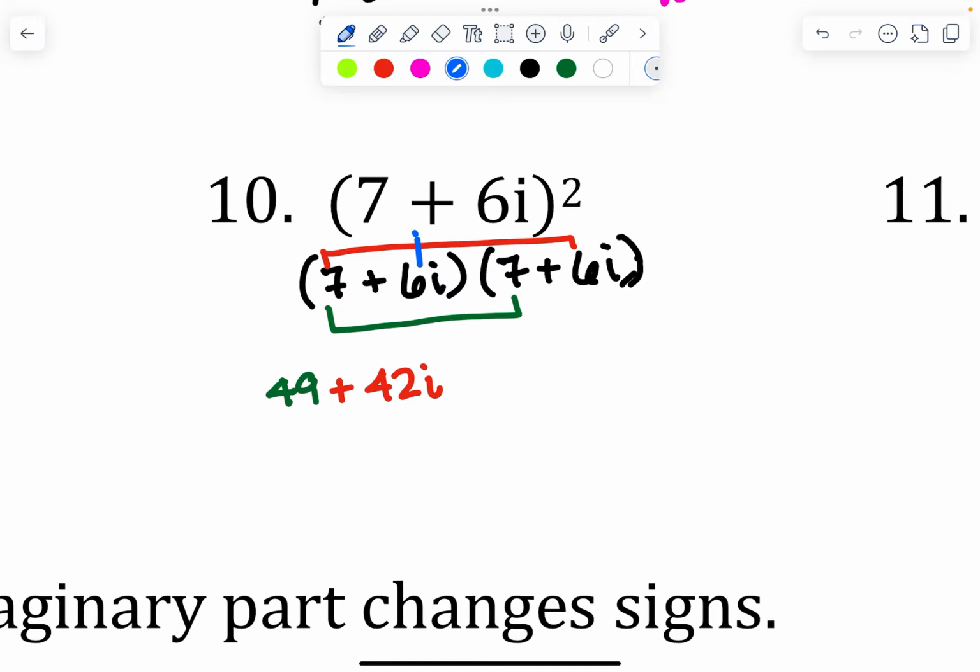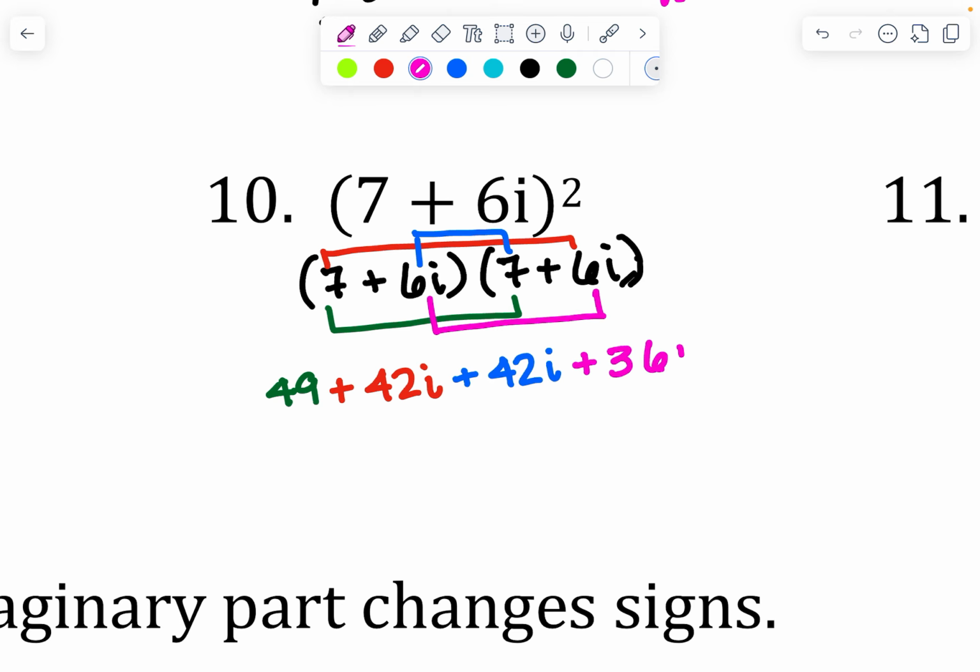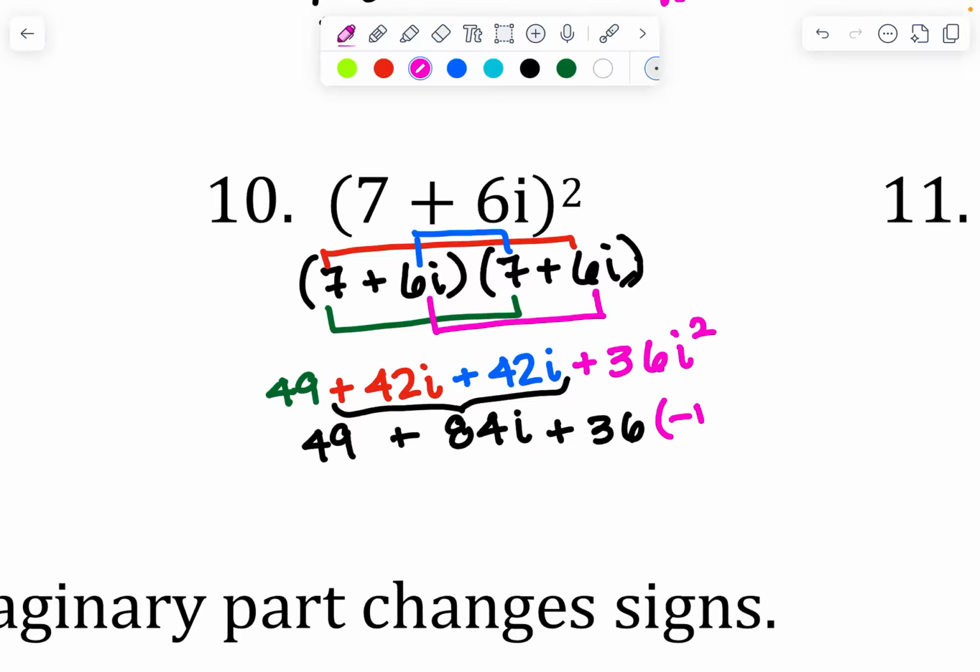Inner, again, positive 6i times a positive 7 is a positive 42i. And then last, positive 6i times positive 6i is positive 36i squared. So let's go ahead and combine like terms. We have 49, bring it down, plus 84i. These are like terms. And then bring down your plus 36, but instead of i squared, I need you to plug in a negative 1, because i squared is negative 1.